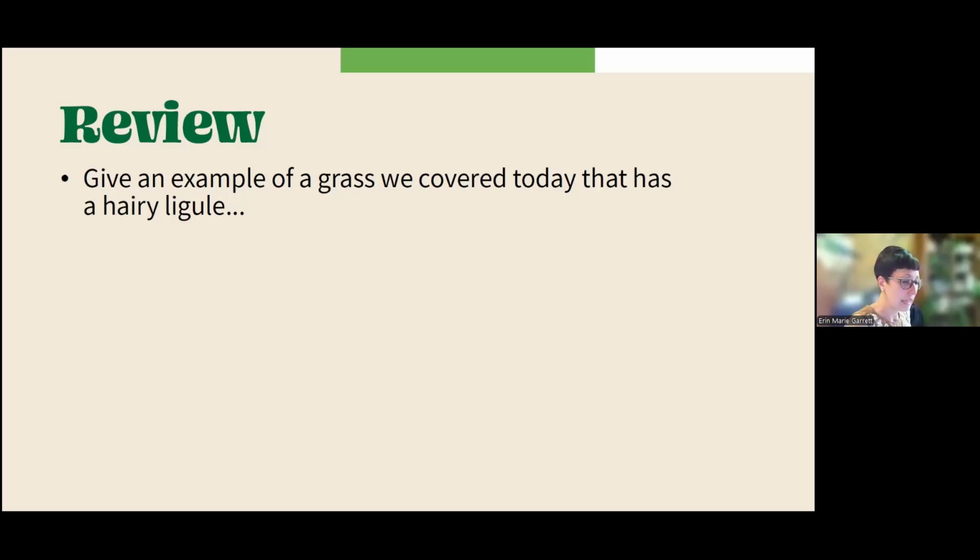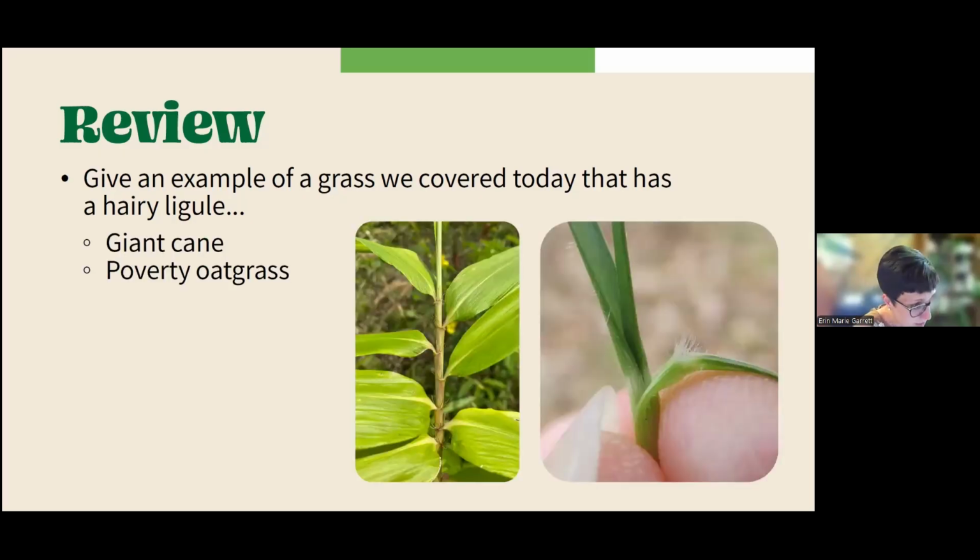Okay, hairy ligules is going to be the giant cane. Very good. And the poverty oatgrass. Some of the other grasses are going to have hairs in other spots, so hairs on the nodes, or hairs on the leaves or the leaf sheaths, but the hairy ligule: giant cane, poverty oatgrass.